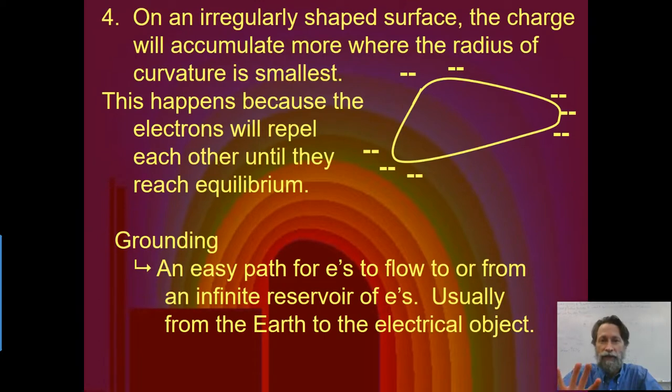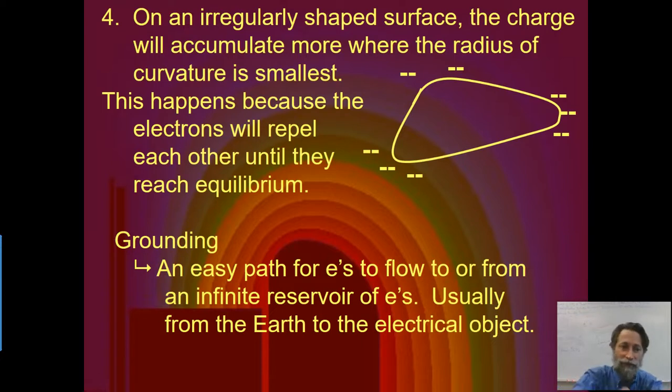And then lastly, on an irregularly shaped surface, the charge accumulates where it's the most pointy, or where the radius of curvature is the smallest. So you can kind of think through this logically: what the charges want to do is get away from each other. And the easiest way for them to get away from each other would be to jump off the surface. Picture if you're going to try and jump off of the roof, you're not going to stand in the middle of the roof. You're going to go to the edge of the roof where the radius of curvature is the smallest to jump off of it. That's kind of the same idea with the electrons.